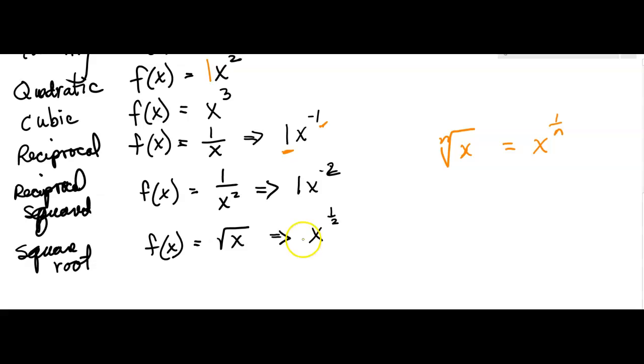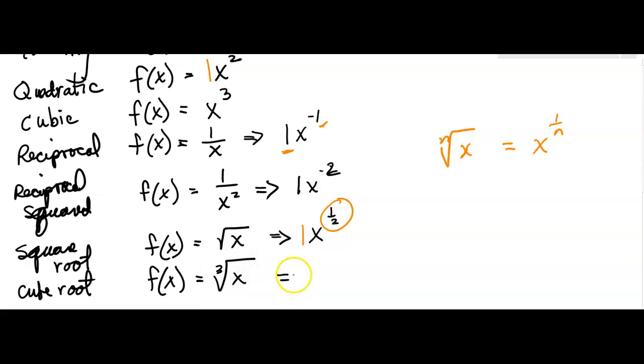Now, I have a coefficient of 1. I have an exponent of 1/2. Those are real numbers. Therefore, it is a power function. And then the last one is the cube root function. So f of x equals the cube root of x, which we can rewrite as x to the 1/3 power. So again, we have a coefficient of 1. We have an exponent of 1/3. Those are both real numbers. Therefore, it is a power function.